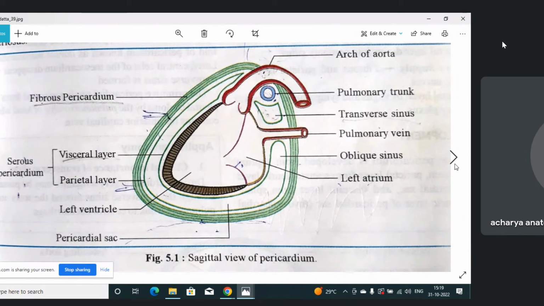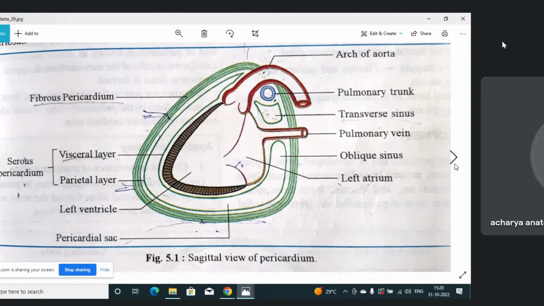Pericardium of the heart. Pericardium is a 4 marks question. Pericardium, 4 marks. Pericardium is a covering layer of the heart.